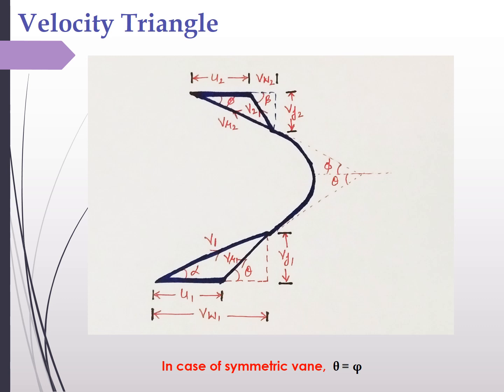So this is a case where we have shown the outward flow reaction turbine wherein the water is entering at the inlet and it is moving towards the outer periphery. So in that case, we have an inlet velocity triangle and outlet velocity triangle. So we have a vane, this is a vane, so again the vane will be drawn like this. So the water will strike this vane at a certain angle, and this angle is called alpha, which we have shown over here.